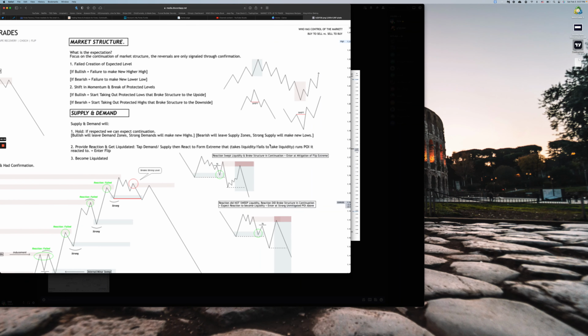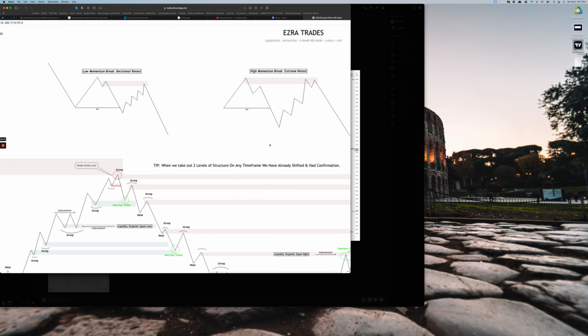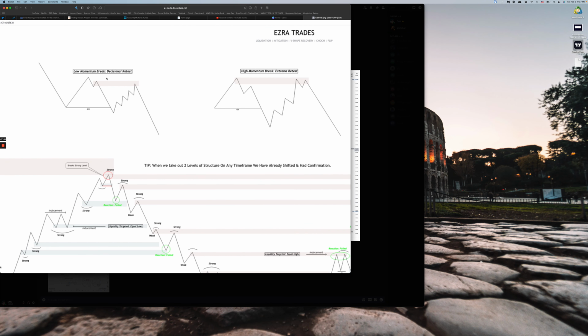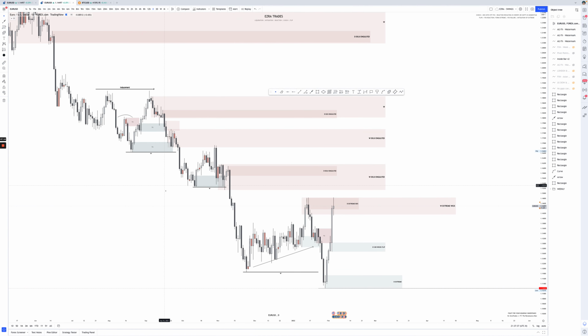In fact, if you watch the market structure video, we have that here. A low momentum break, like this, this is just an example. We get a decisional retest. A high momentum break gives us an extreme retest. You can see the difference. Now, why am I pointing that out? Look at this. You might not have seen this because who's looking at the daily levels? This is a very high volume momentum break.